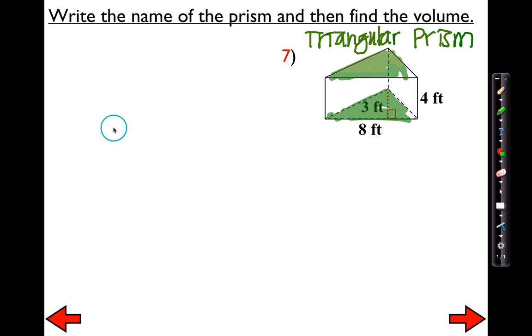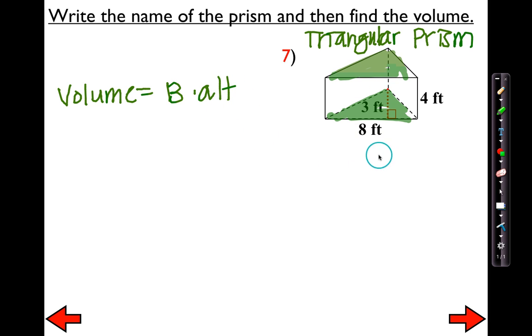So first things first, we're going to start with our formula. The volume is going to be equal to the area of the base times the altitude. So since the base is a triangle, I'm going to find the area of this triangle. Now pretend I drew this perfectly because I know that it's not, but here this is 3 and this is 8, and this 4 is referring to this, so I don't have to really write it. So what's the area of this triangle?